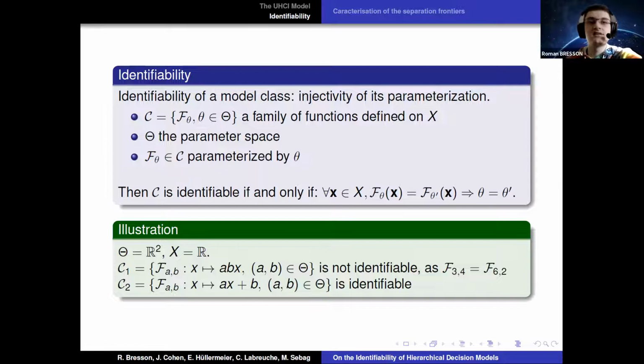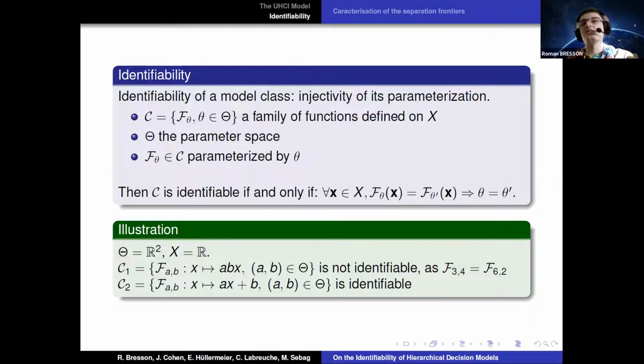You have a class of models C1 with parameters a and b, and the function f_ab of x returns a times b times x. Of course, if a and b are real numbers and x is any real number, this is not identifiable because you can have 2 equal models with different parameters. If you have 3 and 4, f_34 is equal to 12x, and f_62 is also equal to 12x. So you cannot deduce the parameters, even if you have all the values for all x in R. On the other hand, if the model is ax plus b, then even with just 2 values, you can deduce the real parameters. So this class is identifiable.